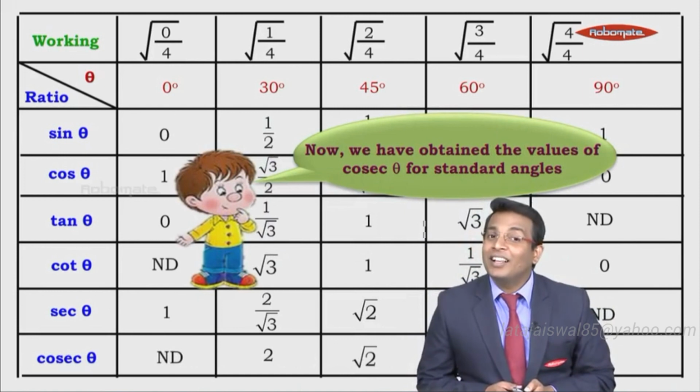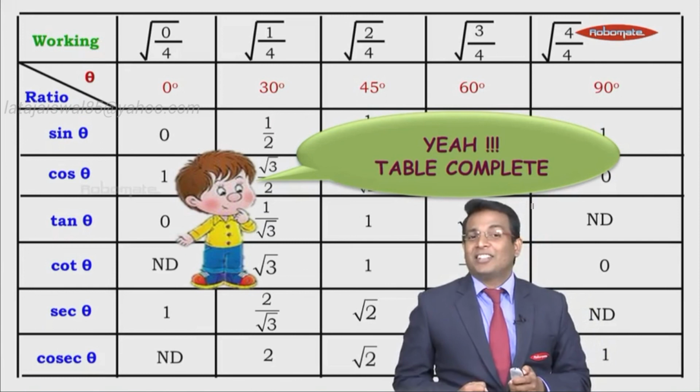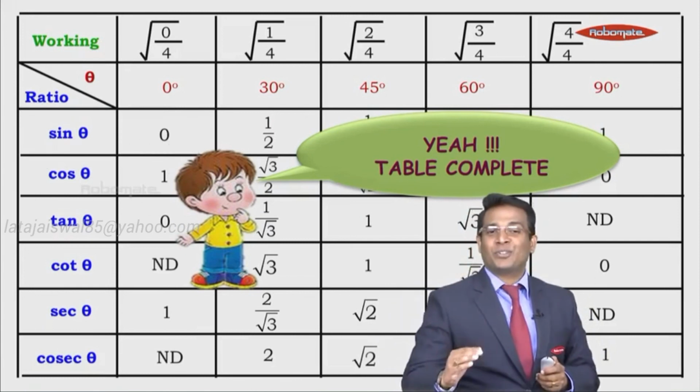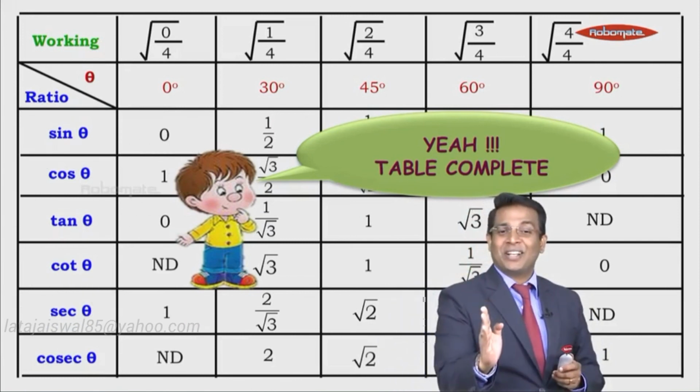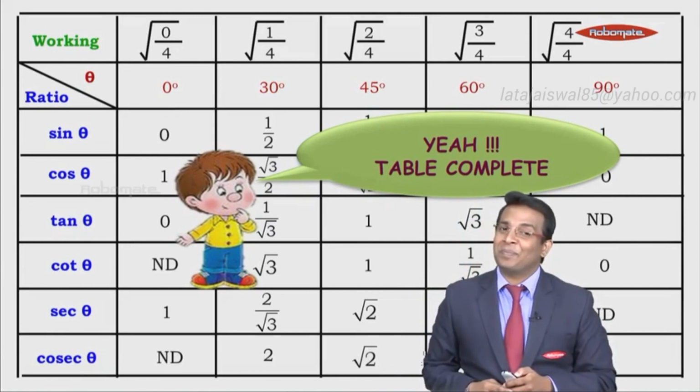And you know what? Yes, we got the table completed and we have got the values of all the trigonometric ratios for the standard angles, that is 0 degree, 30 degree, 45 degree, 60 degree and 90 degree. Wasn't it easy? A very simple thing. Beautiful.